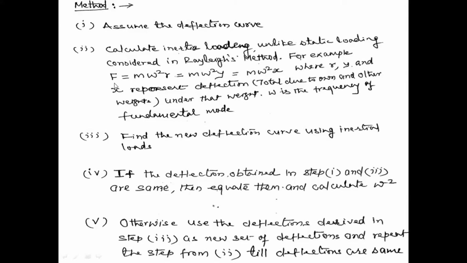Now, with these deflection values, you need to calculate the dynamic forces coming on different masses. If x1 is the deflection under mass m1, the dynamic force for mass 1 would be m1 omega 1 square x1, with x1 in place of y. Similarly, F2, the inertia force acting at point 2, is m2 omega 1 square x2, since I am assuming that all the masses are vibrating with the same natural frequency. Similarly, you can calculate all the inertial forces acting on the different masses.